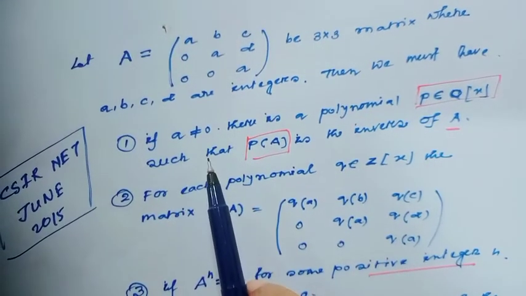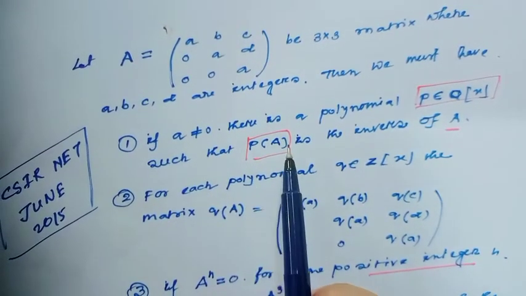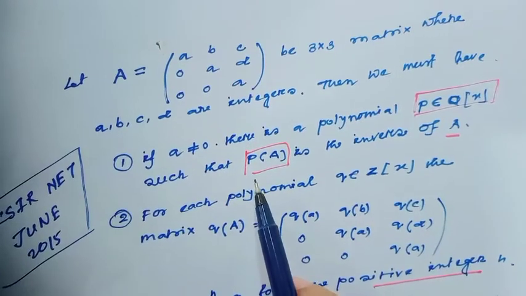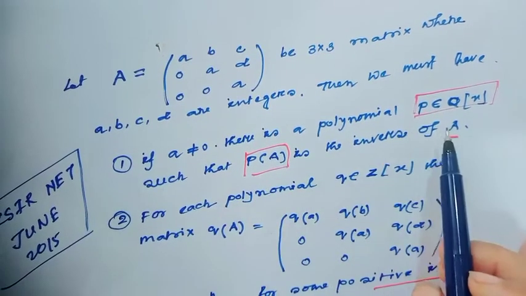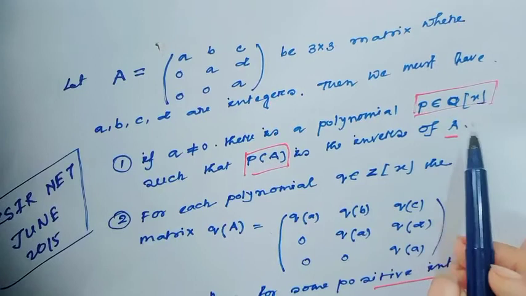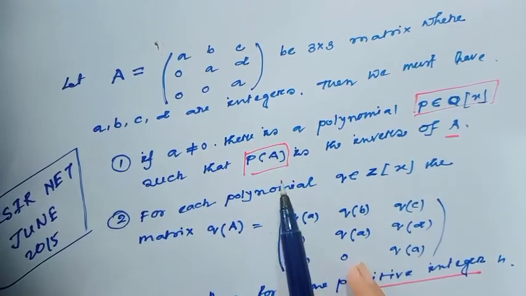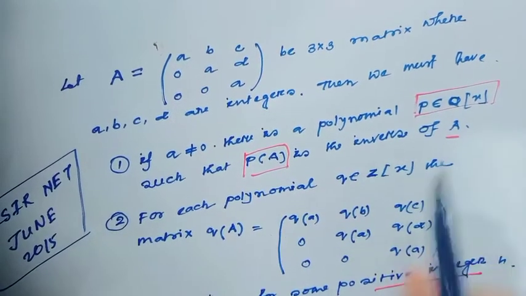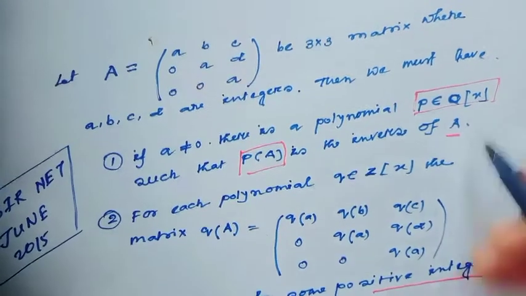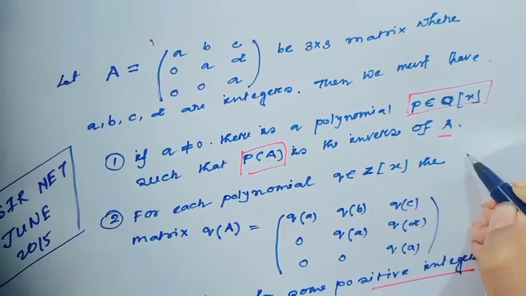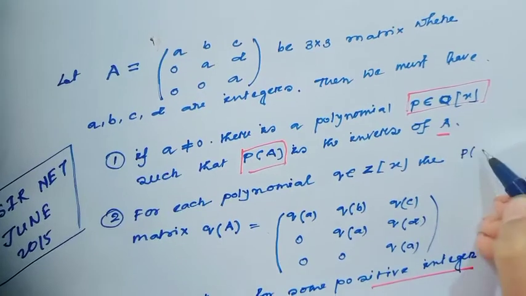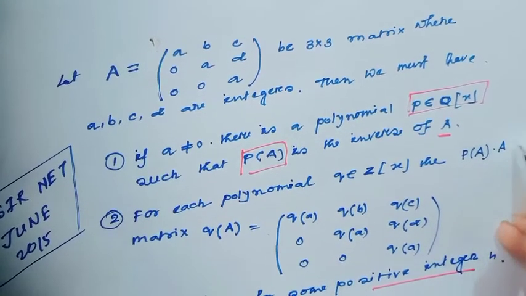First option: if a not equal to 0, then there is a polynomial P in Q[x] such that P(A) is the inverse of the matrix A. That means P(A) is the inverse, so P(A) times A would be identity.